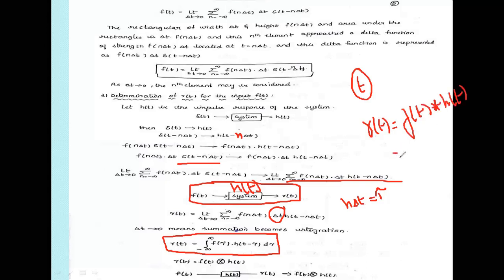So now what is the formula for the integral from minus infinity to infinity of f of tau and h of t minus tau d tau? Okay, the same function we got. So r of t is equal to the function f of t convolved with h of t. f of t is the input and h of t is a linear time invariant function, to get the response, r of t.